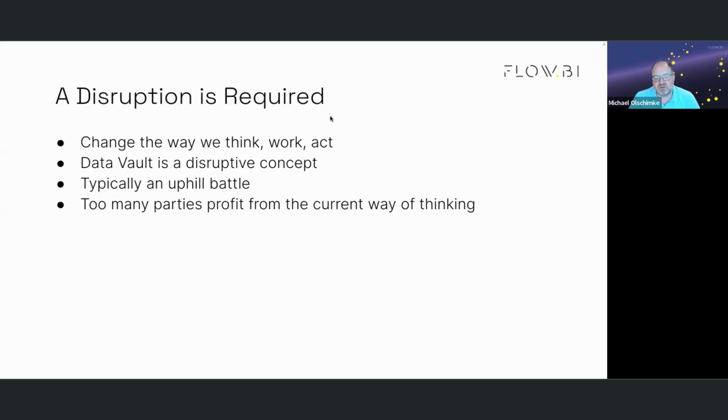And to that extent, Data Vault is a disruptive concept. When I started learning Data Vault, I loved the idea because I realized it's disruptive, and that's what I want to go for. I'm going for these disruptive ideas. But the problem with Data Vault was, back then in the early days, it was an uphill battle. There were too many parties in the industry who had success with the current solutions and with the current way of thinking, and they were profiting from it, right?